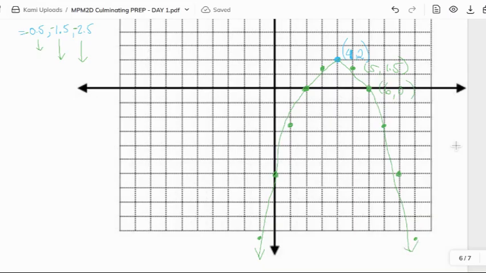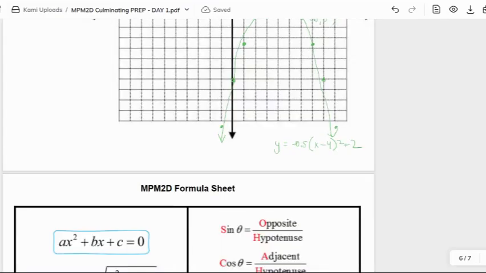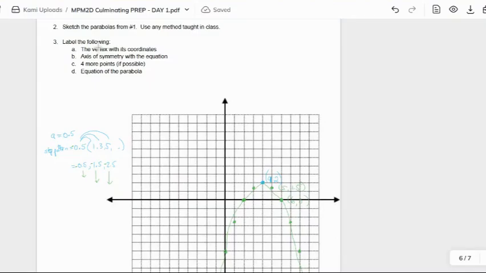Oh goodness, this is ugly. Label the graph, write its name, y equals negative 0.5 times (x minus 4) squared plus 2. I always write that near the arrows. I don't know, that's my preference, but whatever. And then I'm really glad that I brought my highlighters to Culminating, because I highlighted that I have to label the vertex, that I have to label the axis of symmetry, 4 more points, and the equation. Thank goodness I highlighted that so that I don't forget.